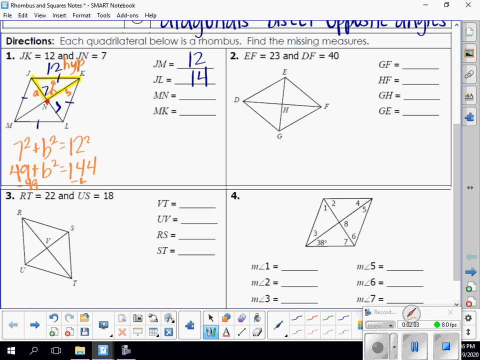Minus your 49. That gets you b squared equals 95. Square root of that, b equals 9.7, which I assigned to NK. But remember, MN will also be the same as that, 9.7. To find MK, which is the whole thing, I would want to do 9.7 plus 9.7, which is 19.4.